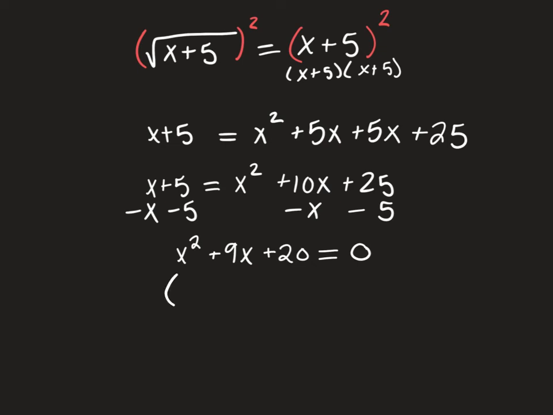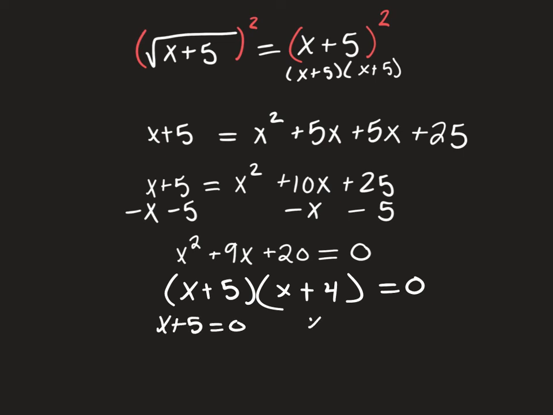So, again, we're going to factor it. So factors of 20 that add up to 9 are going to be 5 and 4. And then we set both of our factors equal to 0. So we get x equals negative 5 and x equals negative 4.